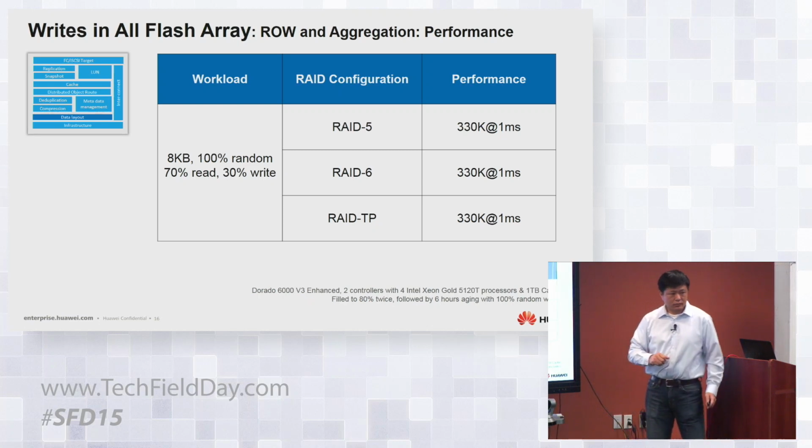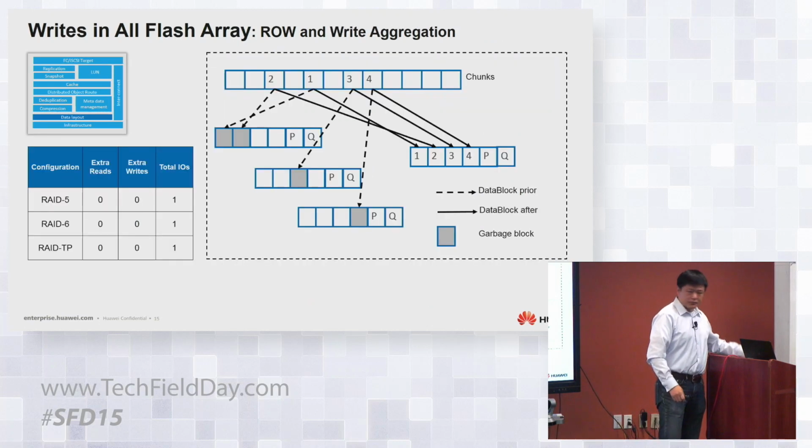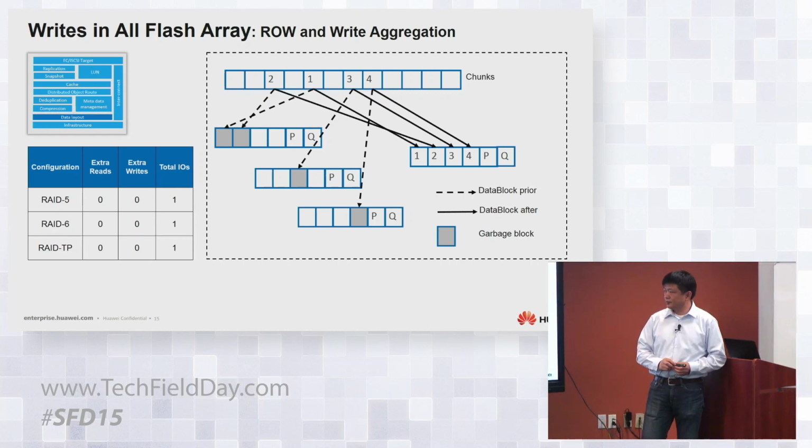Sorry, can you go back to the previous slide? So you're saying that the RAID penalty for RAID 5, RAID 6, and RAID TP is just an extra I/O? Is that what you're saying? No, it's one I/O just because we're writing a whole stripe. Because it's log structured, when you write, you basically take a new one and write it there. Okay, yeah. But there's garbage collection. Yeah, so the cost is garbage collection.